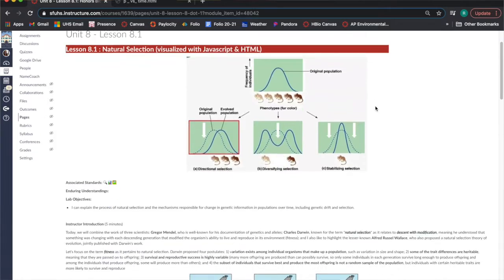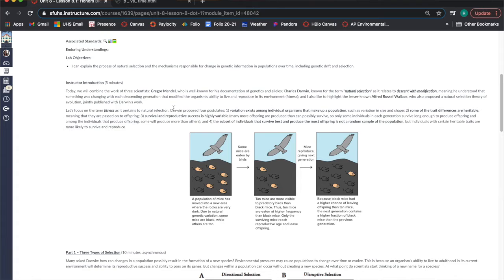So today we're going to combine the work of three scientists. Gregor Mendel, who is well known for his documentation of genetics and alleles. Specifically, we're going to be looking at allele frequency changing over time in response to some sort of selective pressure. Darwin is the one who is known for coining the term natural selection as it relates to descent with modification, meaning he understood that something was changing with each descending generation that modified the organism's or the population's ability to live and reproduce in its environment, which is what we call fitness.